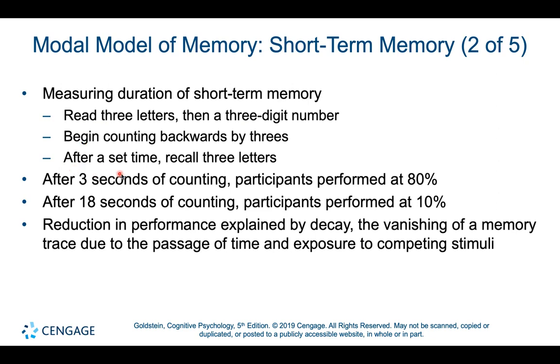And so then after some set amount of time of counting backwards, participants are prompted to recall the three letters. And not surprisingly, the longer that you count backwards by three, the worse memory is for the three letters. So after 3 seconds of counting, 80% correct performance on remembering the letters. After 18 seconds of counting, only 10% correct performance on remembering the three letters. So this reduction in performance is an example of decay, the sort of just passage of time and exposure to competing stimuli cause short-term memory to vanish, to wane.